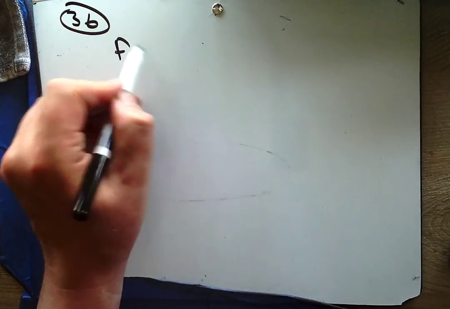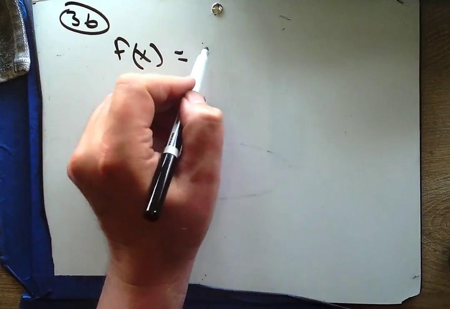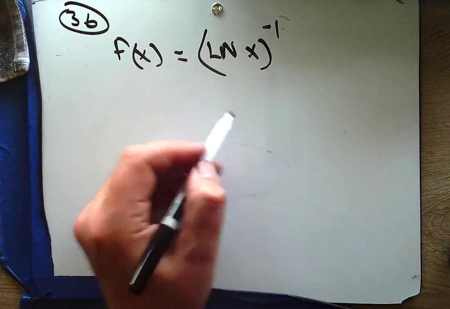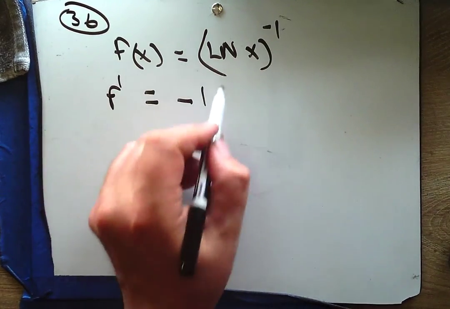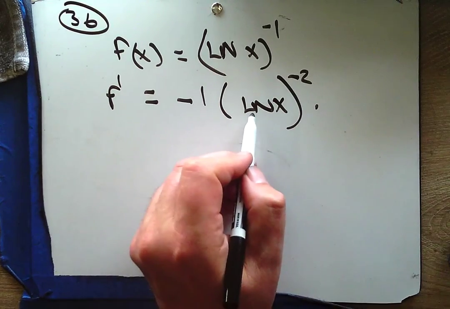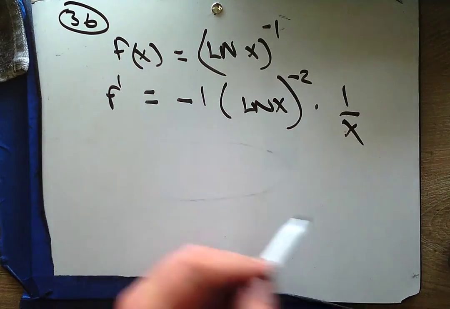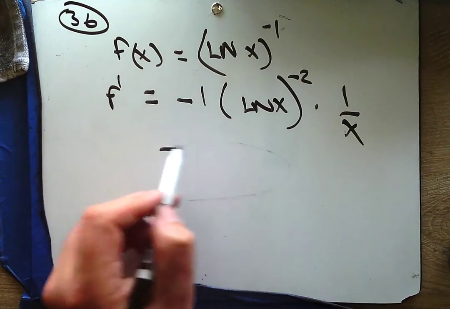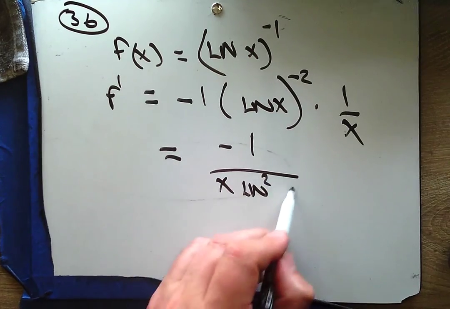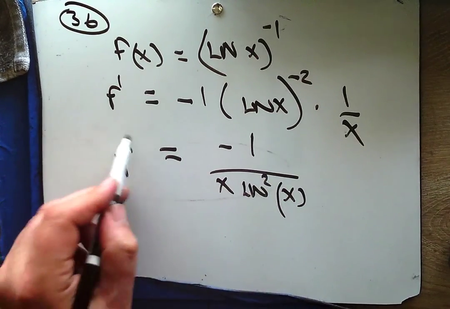Where are we? We are on 36. And f of x here appears to be the ln of x raised to the negative 1. So f prime, negative 1, ln of x to the negative 2, times the derivative of ln of x, which is 1 over x. So I think this could be rewritten as negative 1 over x ln squared x, if you were in a tidying frame of mind.